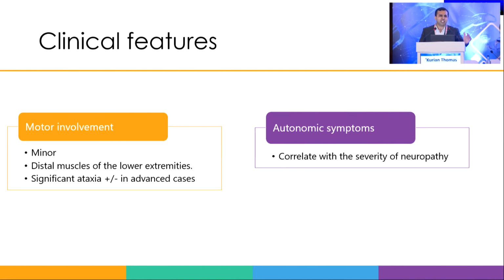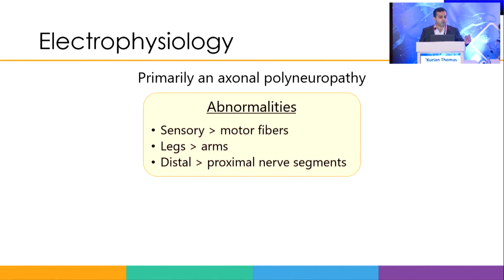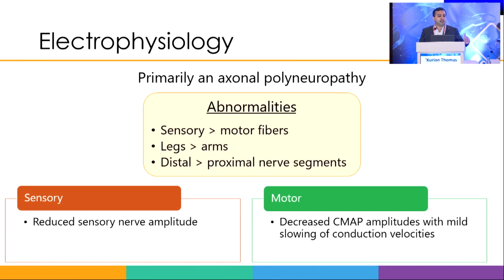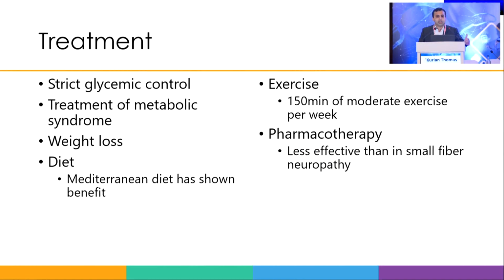The motor involvement is minor. In very advanced neuropathy, you can have motor involvement, mainly the patient may be ataxic. And based on the duration and severity of neuropathy, you can have autonomic symptoms also. Electrophysiology will demonstrate a predominantly axonal neuropathy, which is more in the lower limb. So there will be reduced sensory amplitude and also a reduced CMAP, more in the lower limb than in the upper limb. Treatment. So treatment per se is, of course, strict glycemic control.